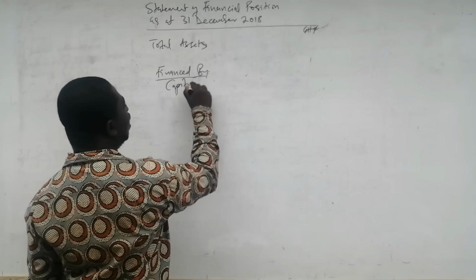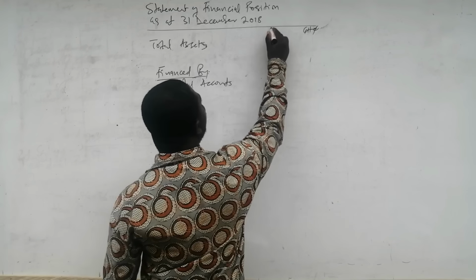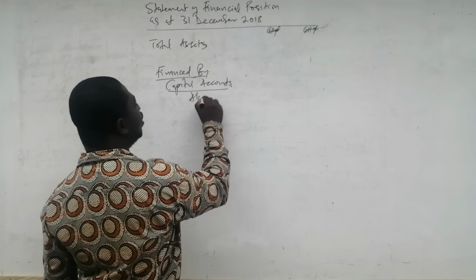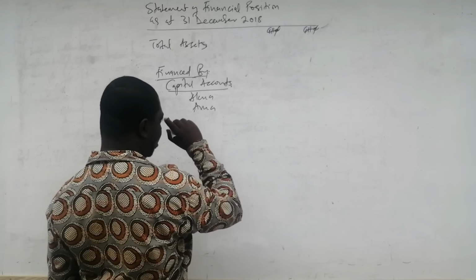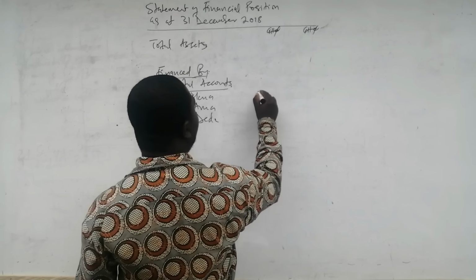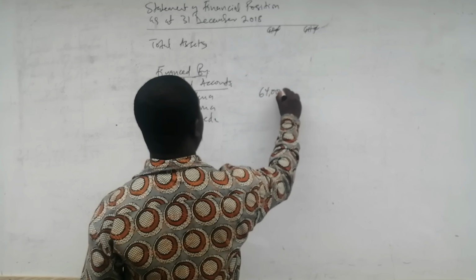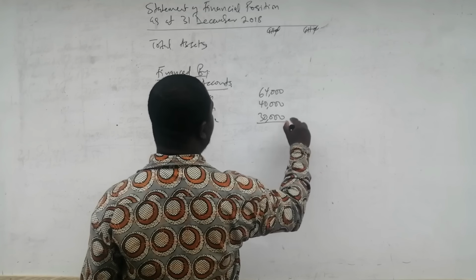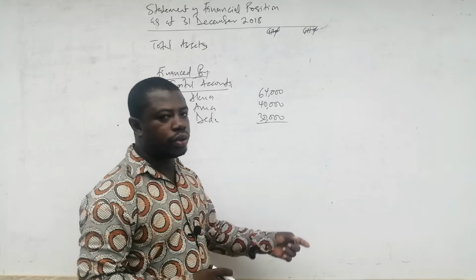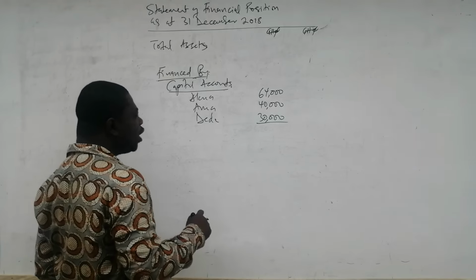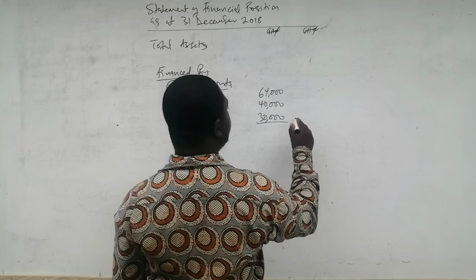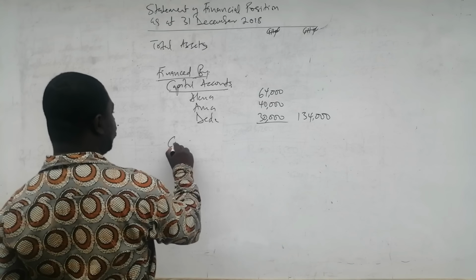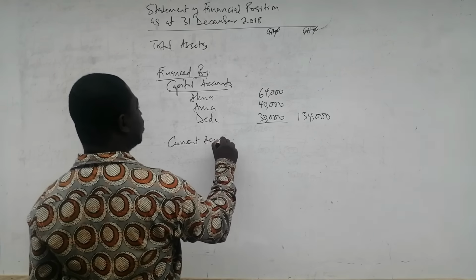So we'll say capital accounts, just to show you how partners arrange their capital accounts in a financial statement. So it will be that of Equia, Ama, and Dede. So Equia is 64,000, Ama's capital is 40,000, and Dede is 30,000. So we'll add that up, and then we'll find our total capital. And the total capital is going to be 134,000.